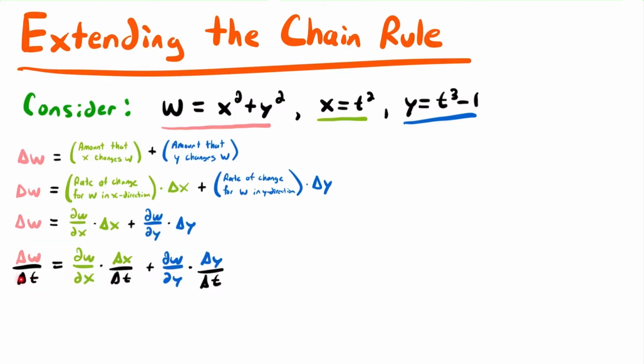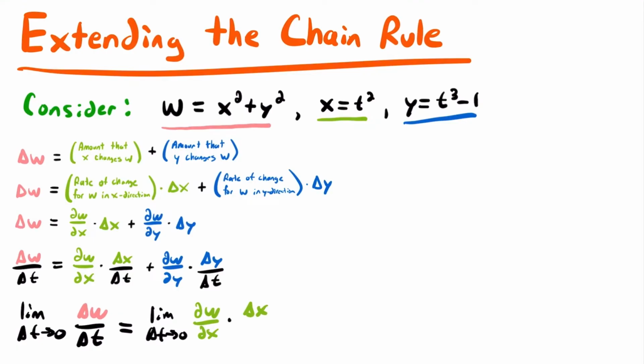If we take the limit of both sides of the equation, we will end up taking the limit of each of these terms individually. So we'll have the limit as delta t approaches zero of delta w divided by delta t is equal to the limit as delta t approaches zero of the partial of w with respect to x multiplied by delta x divided by delta t. And that will be added to the limit as delta t approaches zero of the partial of w with respect to y multiplied by delta y divided by delta t.